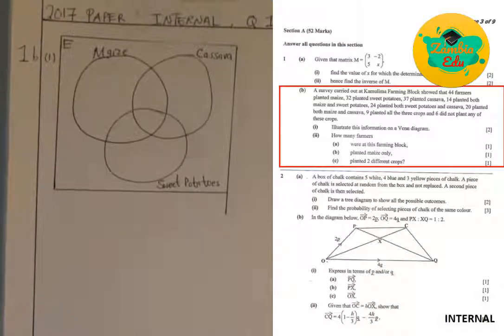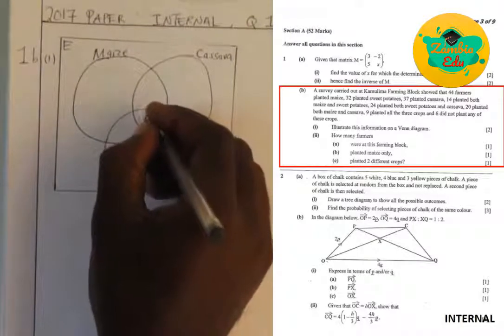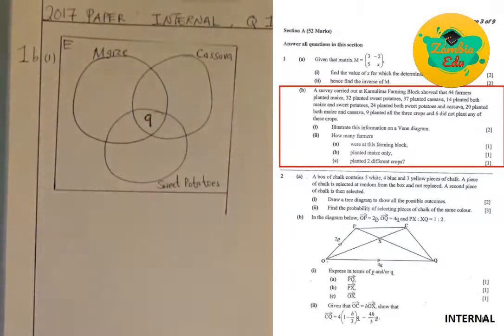Alright, so a survey was carried out at Kamulima farming block, and it shows that 44 farmers planted maize, 32 planted sweet potatoes, 37 planted cassava, 14 planted both maize and sweet potatoes, 24 planted both sweet potatoes and cassava, 20 planted both maize and cassava, 9 planted all the 3. So 9 is the intersection for all the crops which were planted. It goes on the intersection for all the 3 sets that we have.